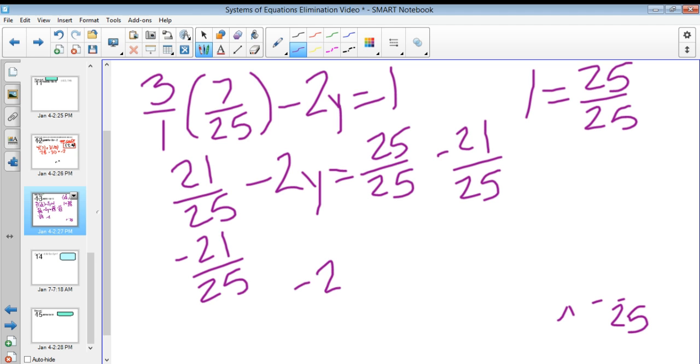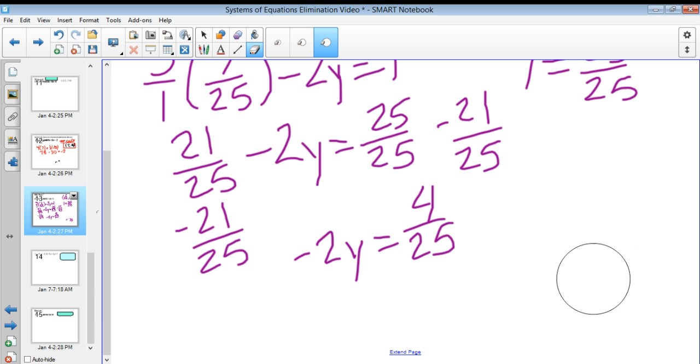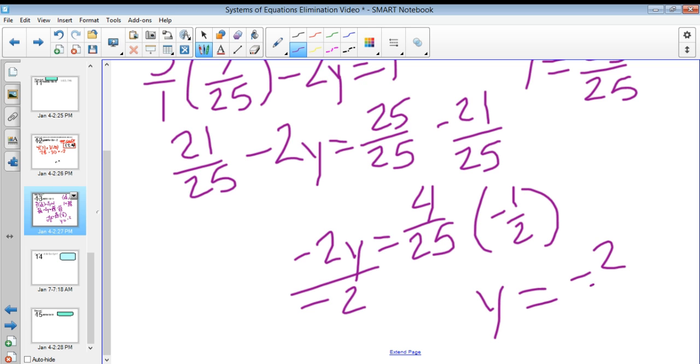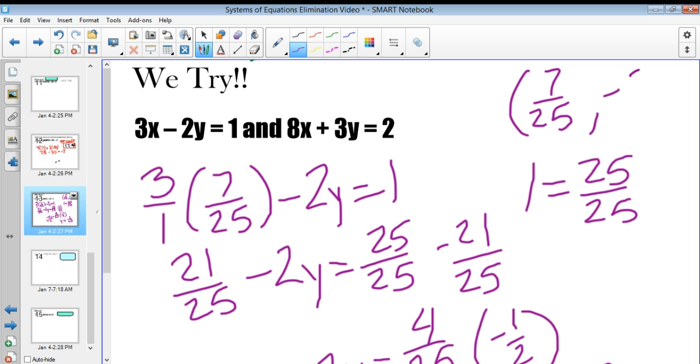So I subtract 21 over 25 from both sides. And I get negative 2y equals 4/25. From here, I'm just going to be dividing by negative 2, which essentially is multiplying by negative 1/2, which means that y is equal to negative 2/25. So now we think that our answer is 7/25 comma negative 2/25.